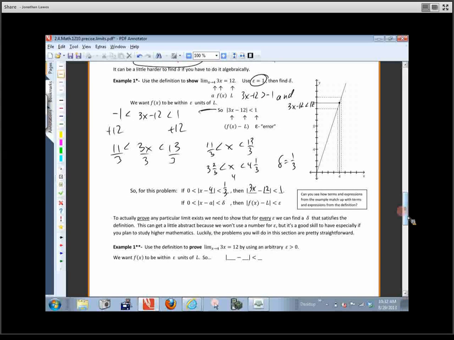Now, I do want to show you one quick thing. So I'm going to erase this. It is possible on very simple functions like this to reduce just slightly the amount of work. I'm not a huge fan of this, but I do want to show you this because I think the textbook uses it. Notice what we want right here is we want the absolute value of x minus 4 to be less than some number. And we're starting with an absolute value right here.